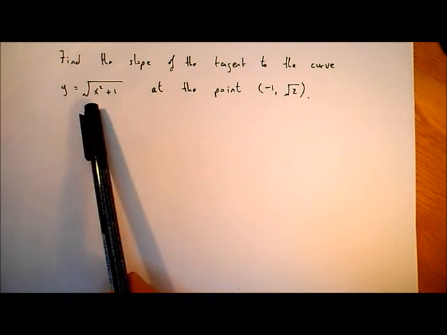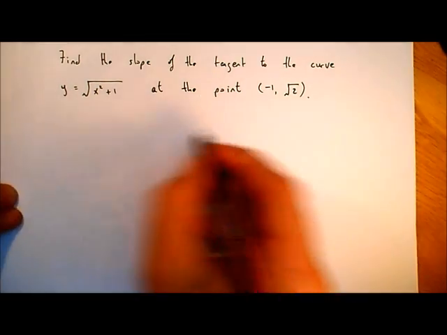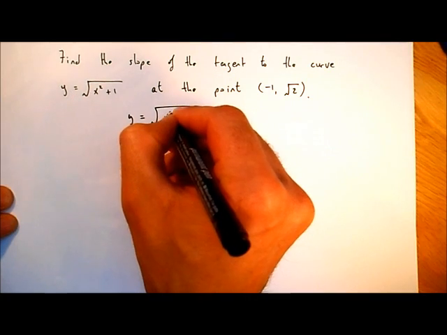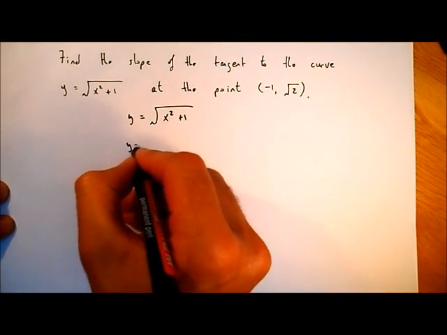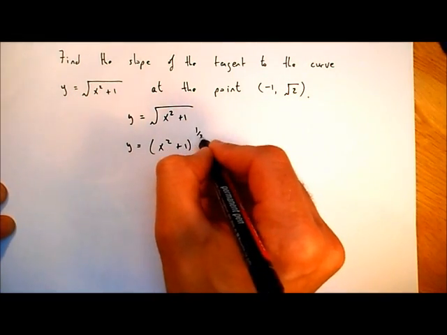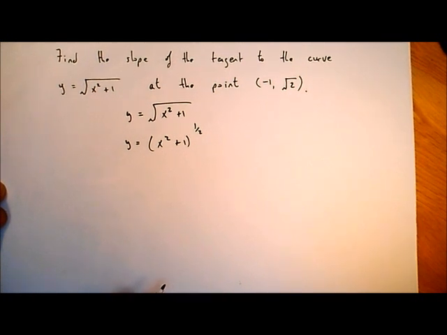So to find dy over dx at the point minus 1, root 2. I'm going to find dy over dx. We have y is equal to the square root of x squared plus 1. I'm going to rewrite that as y is equal to x squared plus 1 to the power of a half. See if you can do this. If you want, stop the video, try to do it yourself, and then come back and see how I do it.